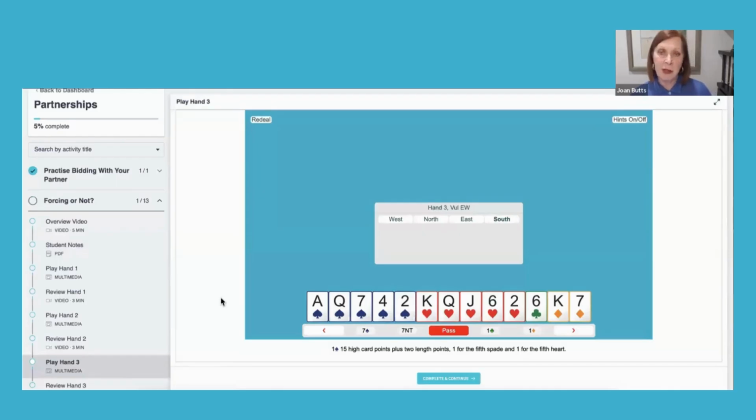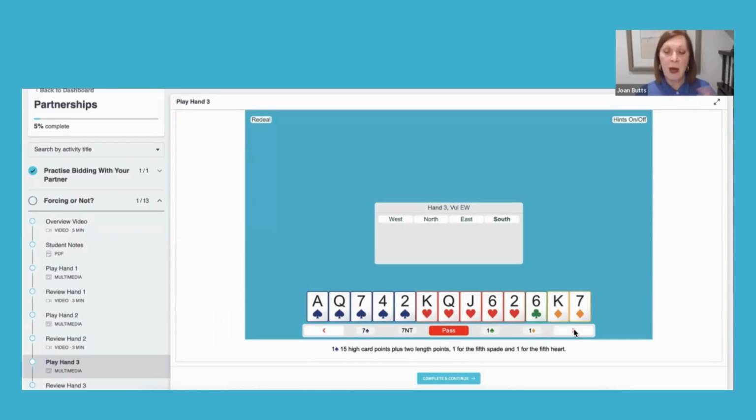So I took this hand because I'd like to go through it with you and check how to show shape like this, 5 spades and 5 hearts. Well, this hand has an opening. It's quite a nice hand, 15 high card points with 2 length points, one for the spade and one for the 5th heart. So we would open 1 spade.